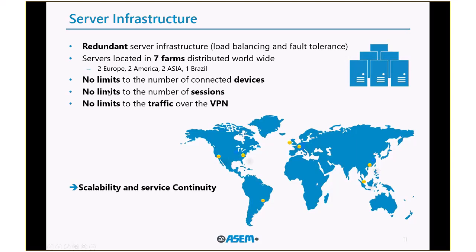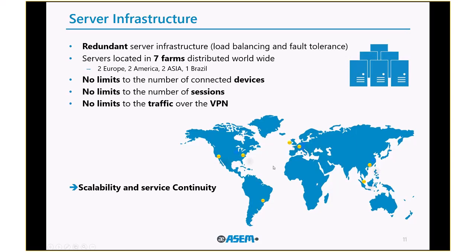Today we have 7 of them, geographically distributed all across the world. And because the selection is completely automatic, it means that in every moment at least one of them will be able to provide the connectivity service. This kind of architecture will grant Ubiquity scalability and service continuity.